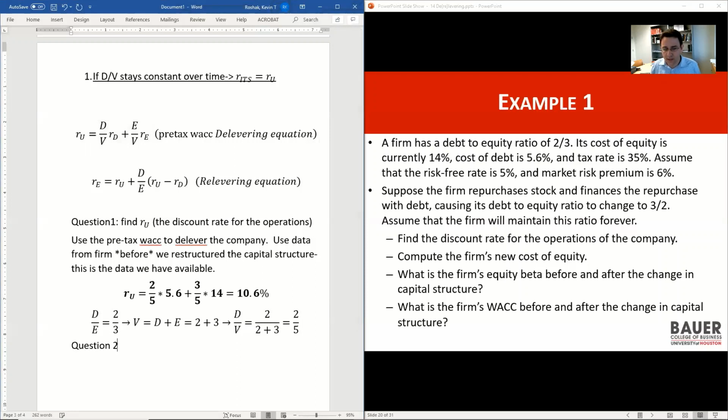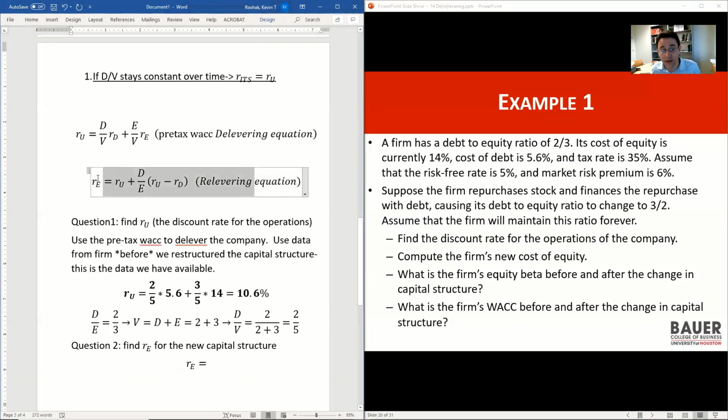Then question two is relevering. And as you can see the pattern now, we delever to get the asset return. Now we're going to relever to get the new cost of equity after we change the capital structure. We're going to use the relevering equation here.